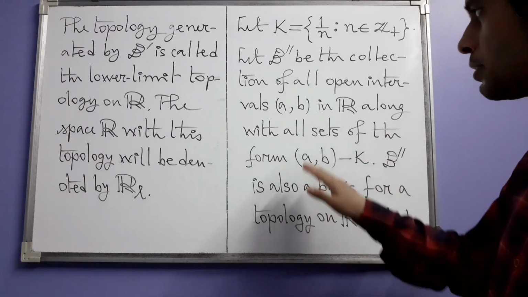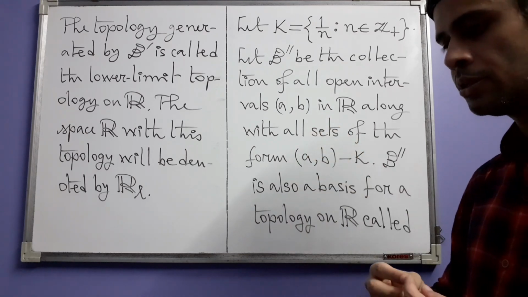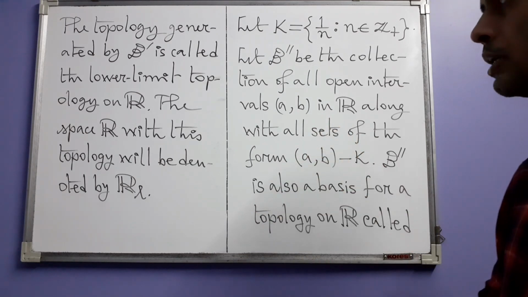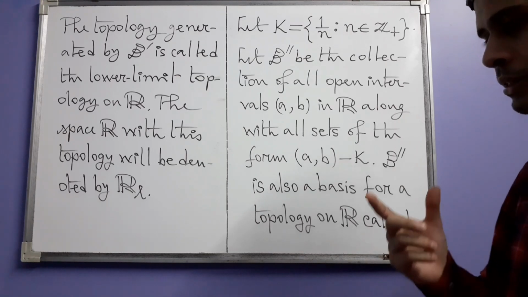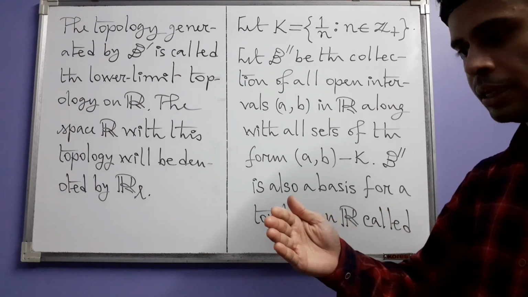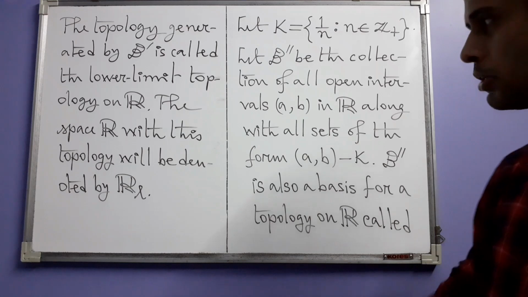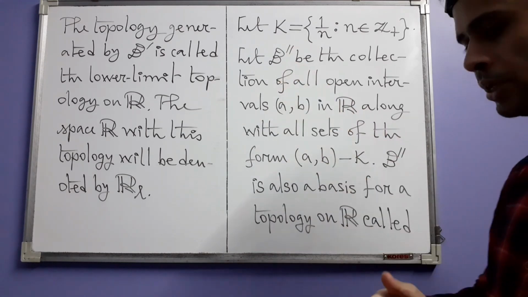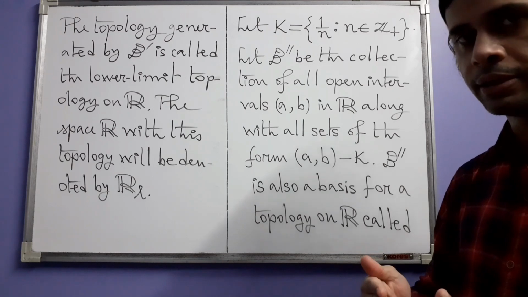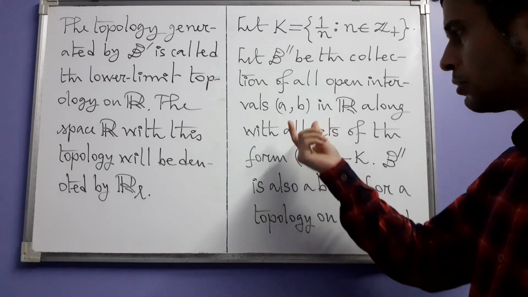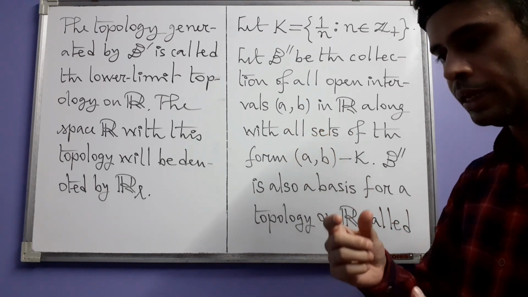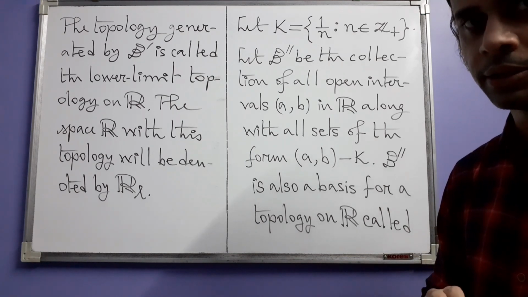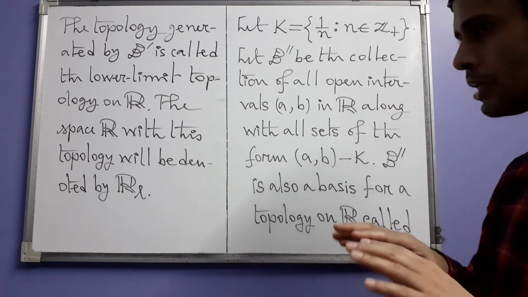And the verification that this is a basis again goes similar to the previous two cases. However, verifying the second condition here will really involve many cases, because two types of elements are there in B double prime. So many cases will arise depending on what type of elements you are considering from B double prime and taking their intersection. So it's a little long.